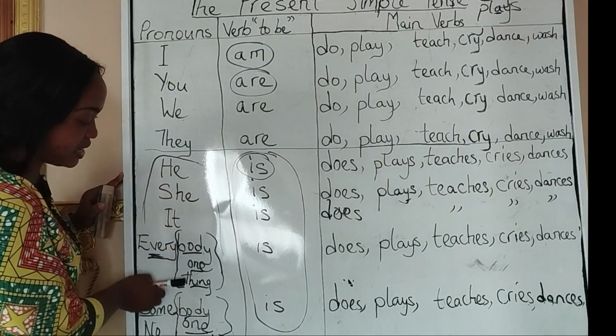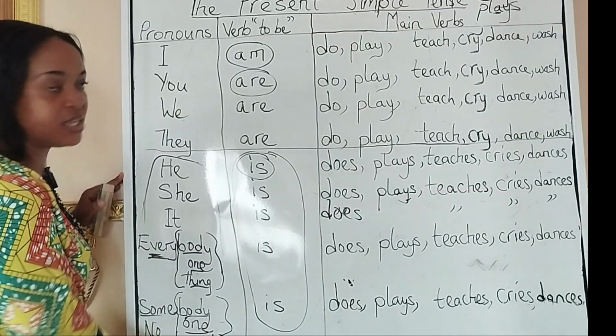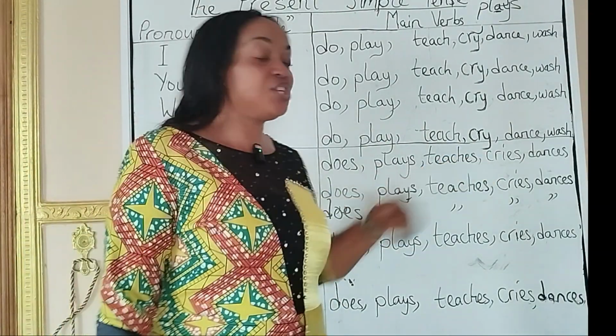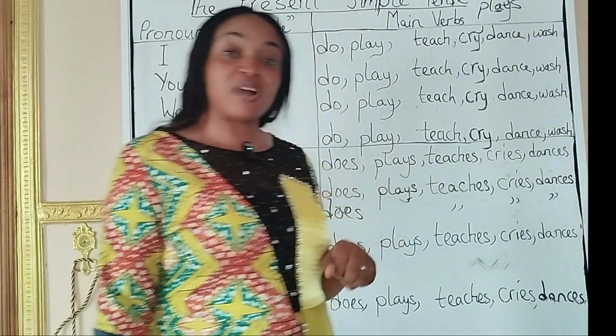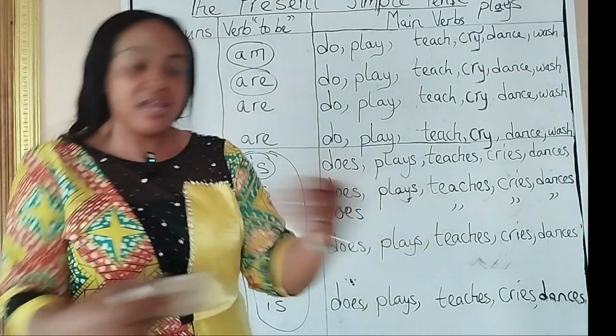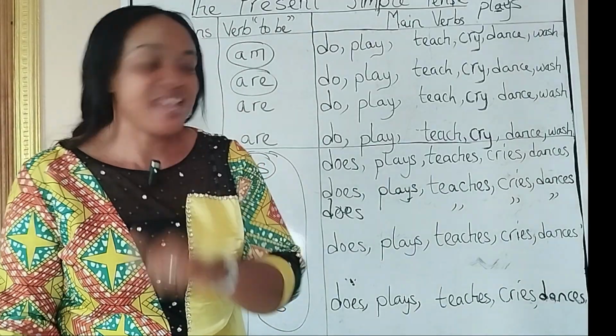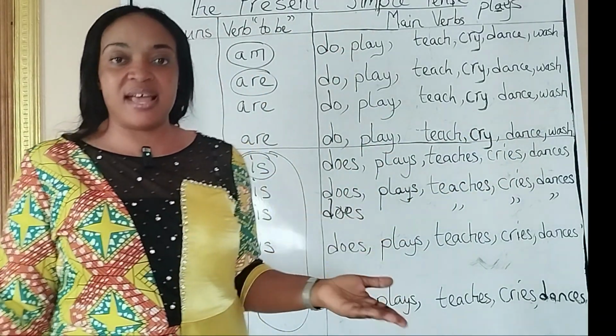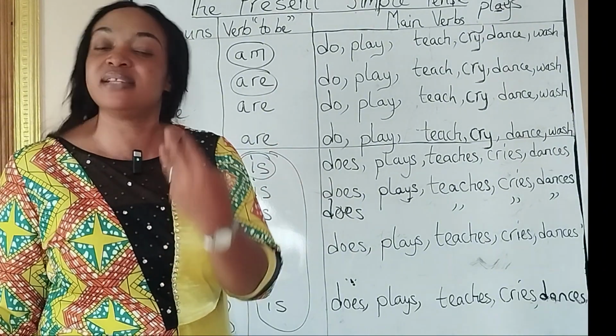Third person singular down to the indefinite pronoun. So we say he cries, she cries, it cries, everybody, somebody, nobody, everyone, everything cries. Okay, the same thing happens here. Dance will no longer be dance because it is third person singular.